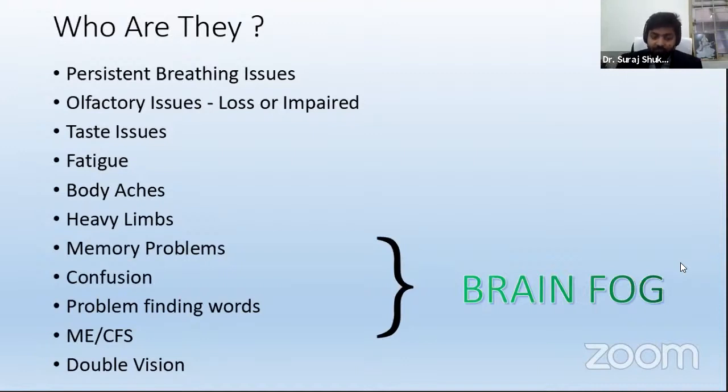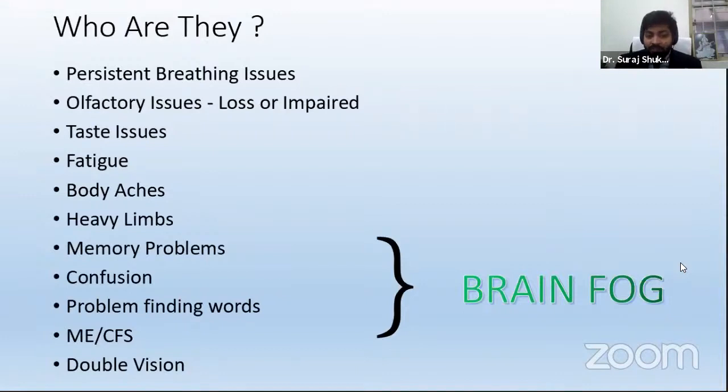ME and CFS, which I'll be talking about in detail further. ME means myalgic encephalomyelitis, and CFS is chronic fatigue syndrome. This is the most important symptom wherein our role comes into the picture. And double vision. Also, they have visual impairments.